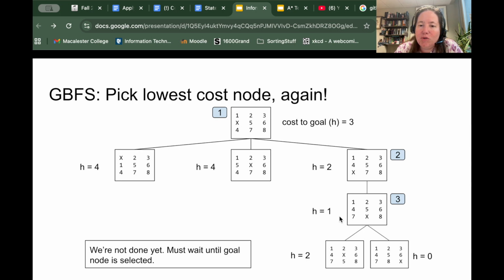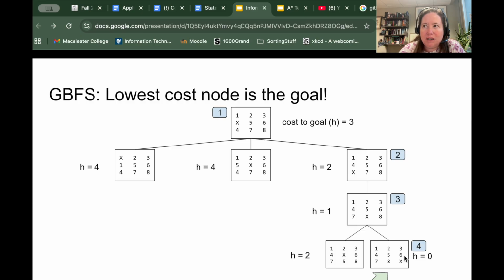We either can move the 5 down or the 8 over. Moving the 5 down leaves us with the 5 and 8 out of place. That's actually an increase in the heuristic cost. Or moving the 8 over takes our H cost to 0, so that goes to the front of the priority queue. And the next round, it is selected, and we know we're done. Yay! Good things happening there.